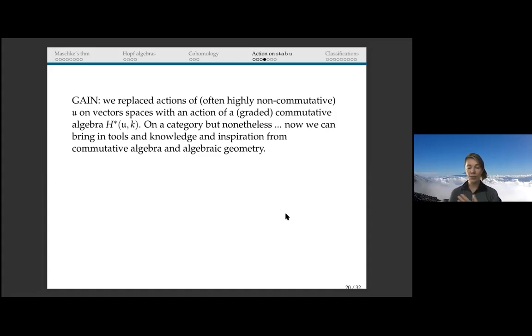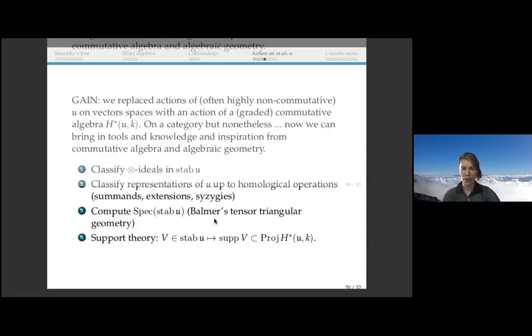But now we can use lots of stuff that comes from commutative algebra and algebraic geometry, all the tools that are developed there, for the action of this graded commutative algebra, H star of UK. So that's the basic idea of what happens here. And again, I should have said, in the semi-simple case, this cohomology algebra is trivial. So you already know everything up to direct sums, and these methods don't give you anything. So we're really interested in the non-semi-simple case.